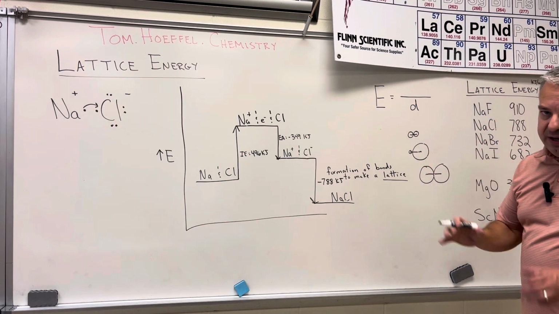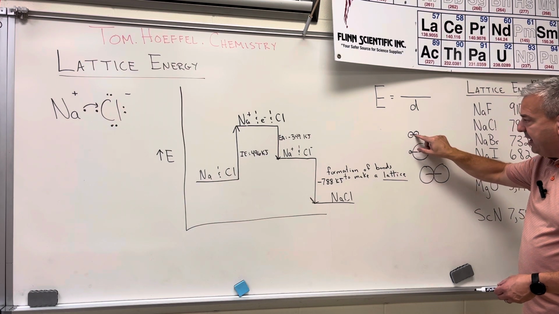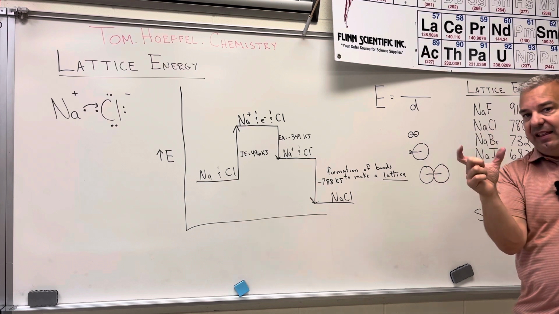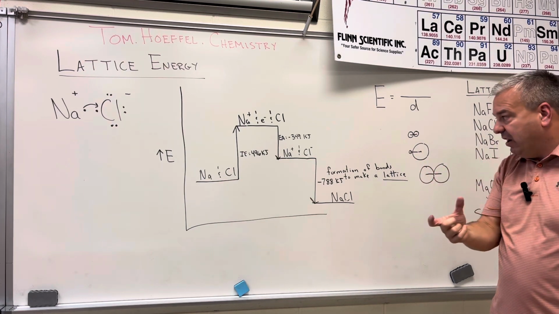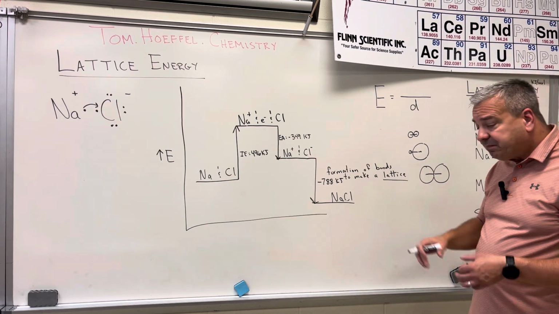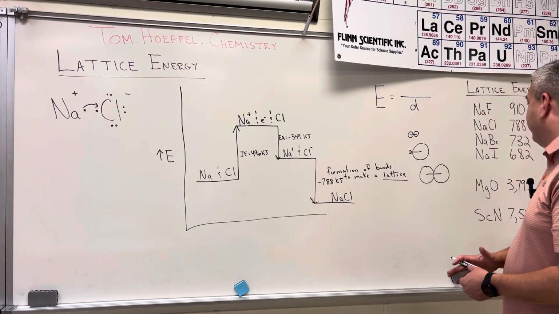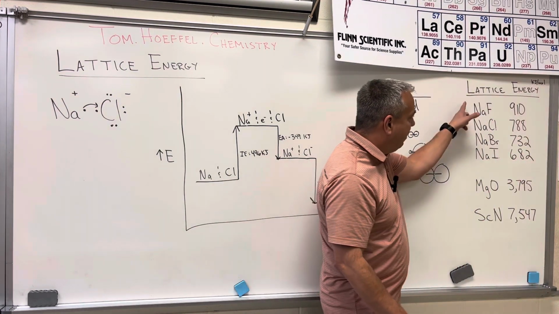You might see this equation sometimes with r squared, which would be the radius of this atom and the radius of this atom. I like to just use d, which is the distance from one nucleus to the other of the elements that are actually bonding together. There is actually another factor here, and we're going to take a look at our table up here.